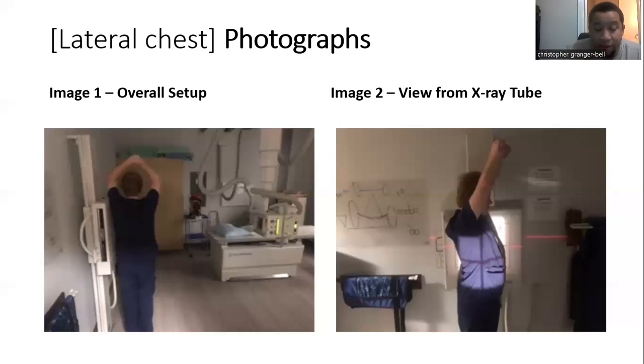The kVp for this patient was 120. The instructions to the patient were to take a deep breath in and then exhale, and then once again to inhale and to hold her breath until the exposure was complete.